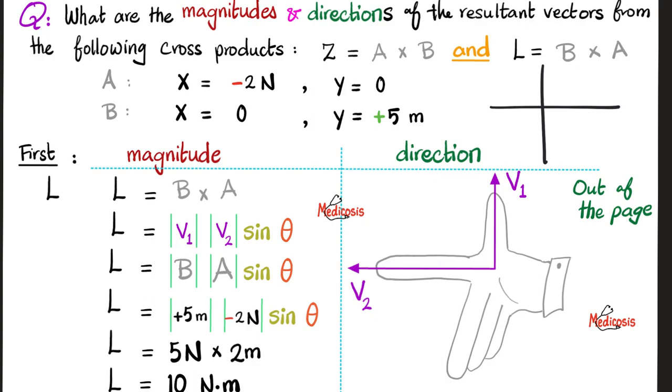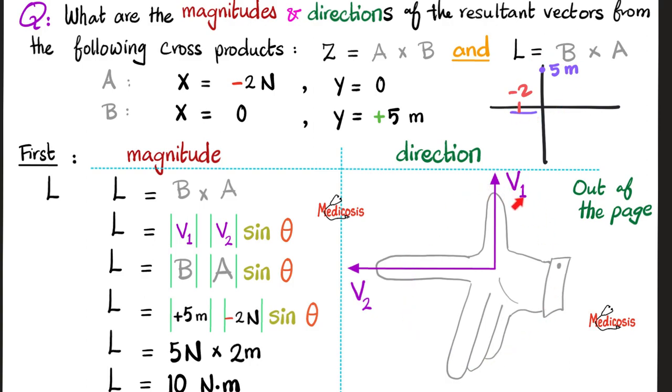Let me draw this here. That is my positive 5 meters. And then you go to A, which tells you negative 2 on the x-axis. Here's the x-axis. I should go negative 2 right here. Nice. Which one should begin first?